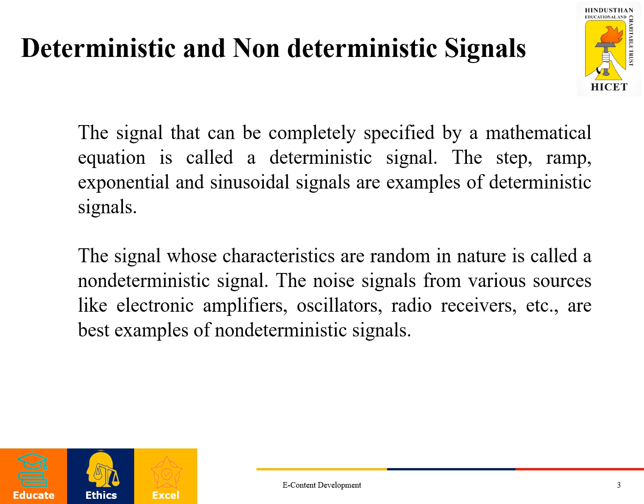And the signal whose characteristics are random in nature is called a non-deterministic signal. The noise signals from various sources like electronic amplifiers, oscillators, radio receivers, etc. are the best examples of non-deterministic signals.